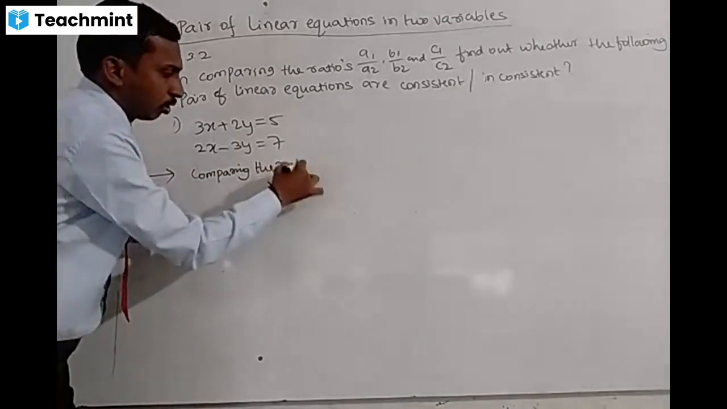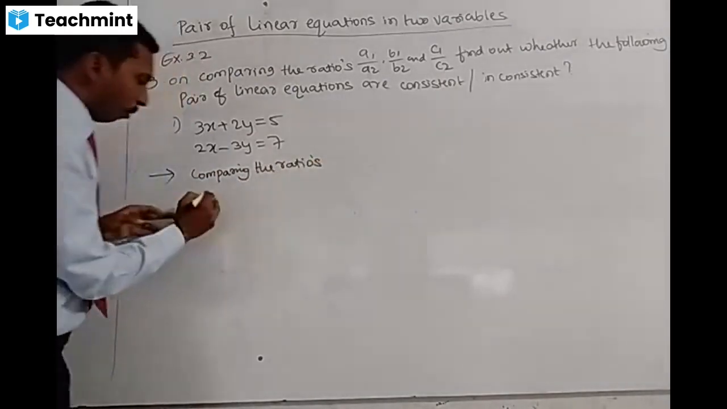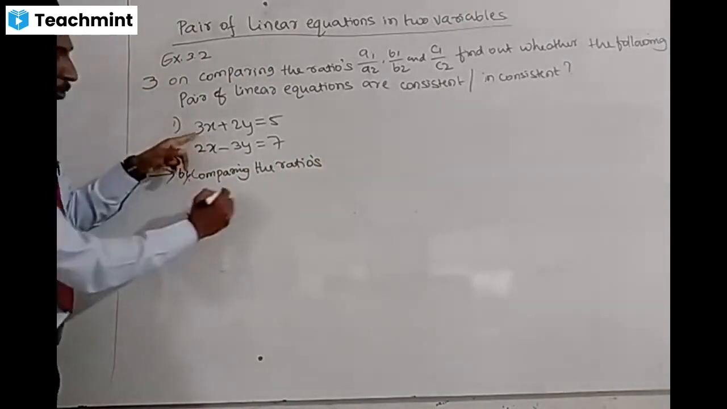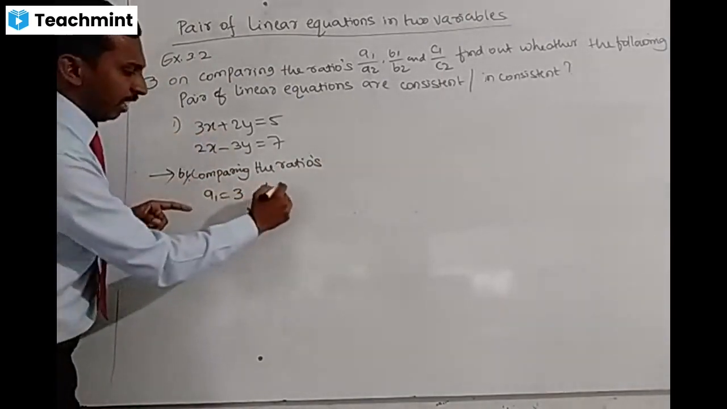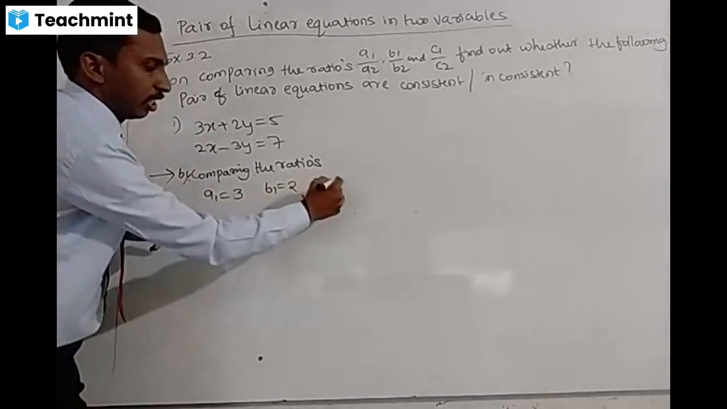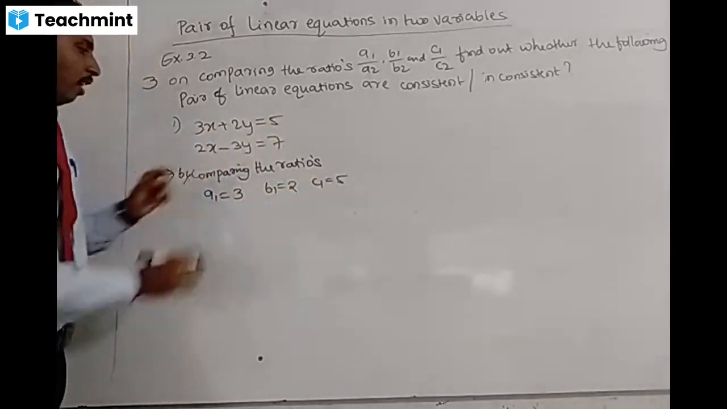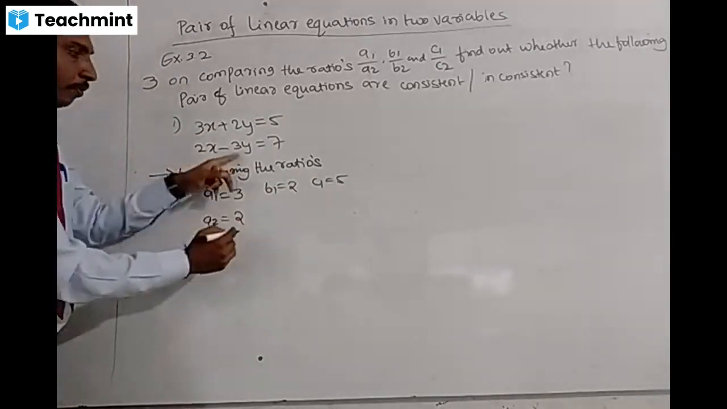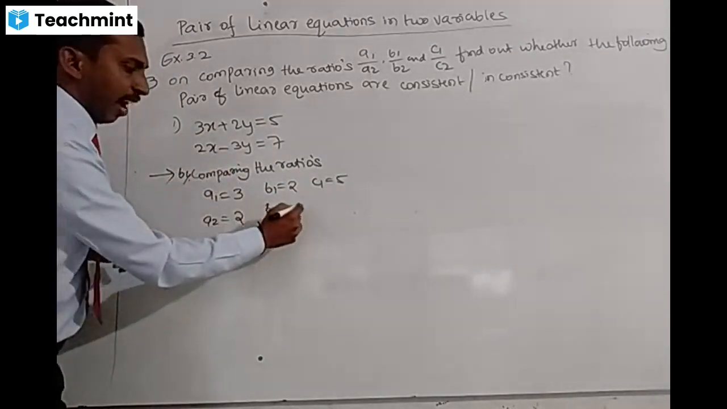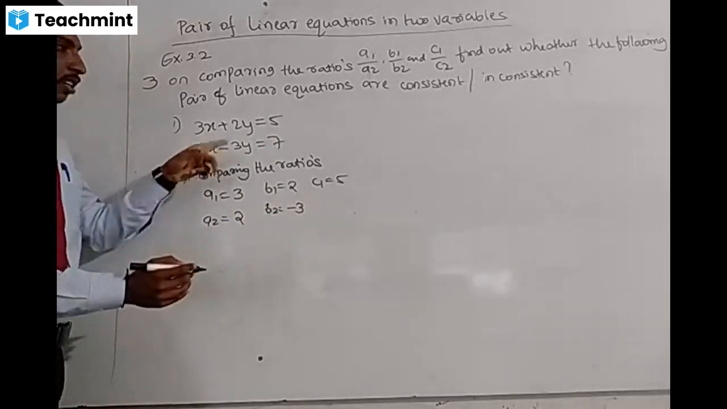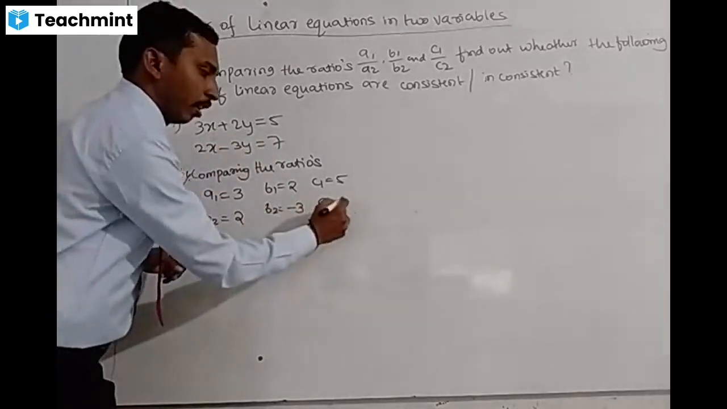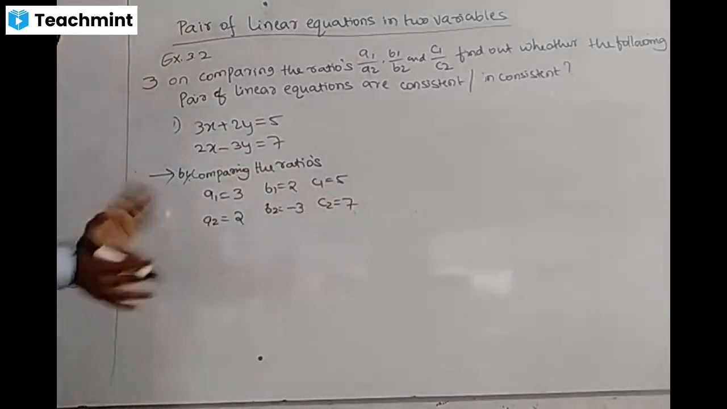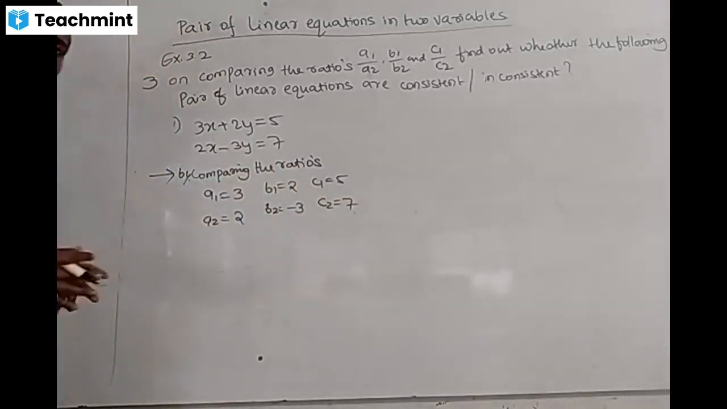Comparing the ratios. So take A1 is equal to what? A1 is 3, B1 is 2, and C1 is equal to 5. And now A2 is what? It is 2. B2 is what? Minus 3. And what about C2? It is equal to 7. This much you should know: how to write the A1, A2, B1, B2 and C1, C2.